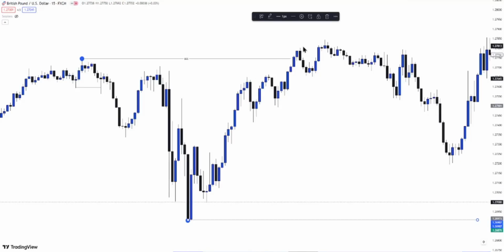Now this high is printed. This high didn't take out any liquidity, so it's null and void. And now the next high is printed. Now this next high took out this inducement here. Take a look. Inducement was taken out here.